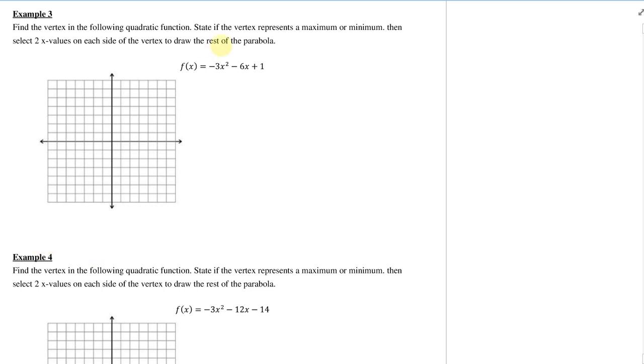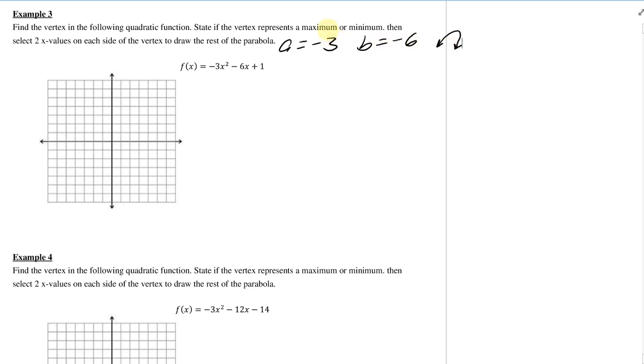Okay, so to begin, what's in the A position? What's in the A position is -3, and what's in the B position is -6. Since this is -3, that means this parabola is going to have a maximum. So this parabola is going to open down this time. When it has a negative here, it opens down. That tells us a little bit about how it should look.